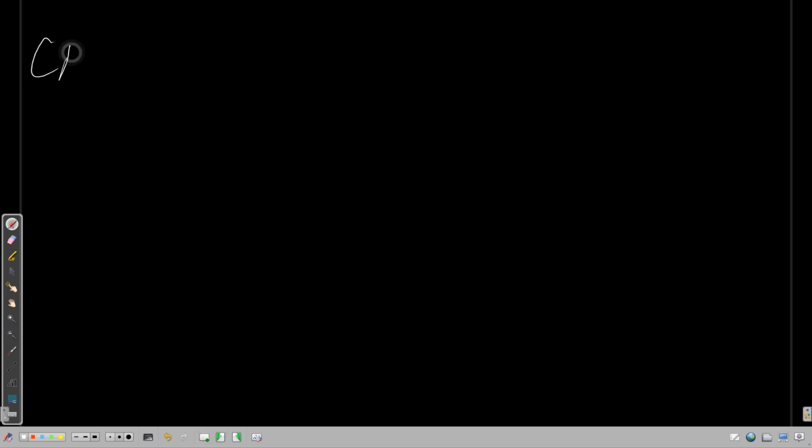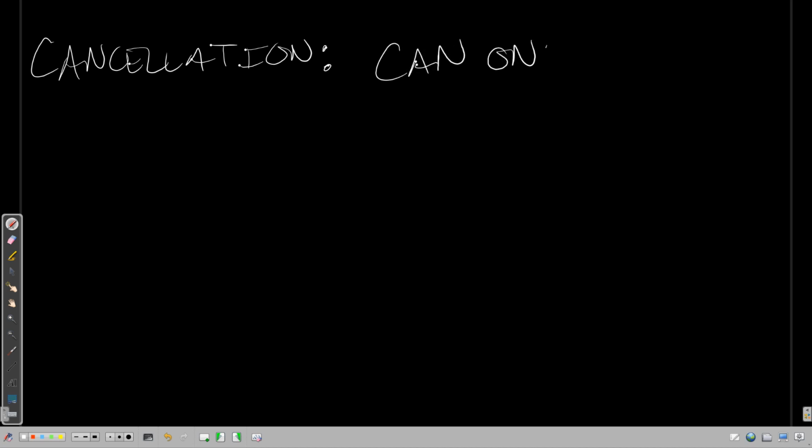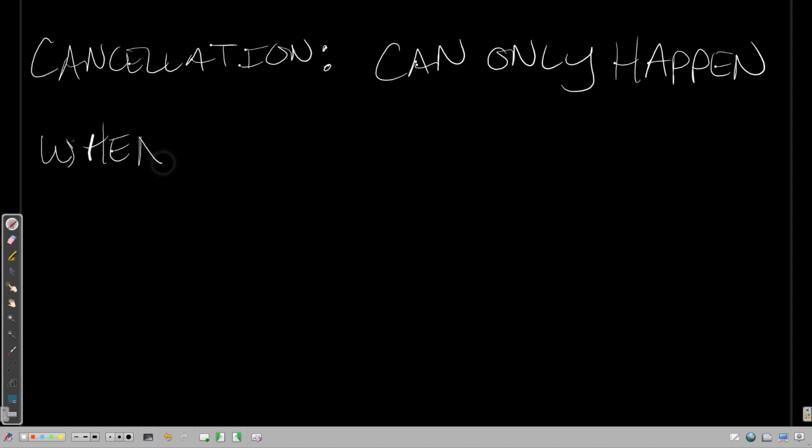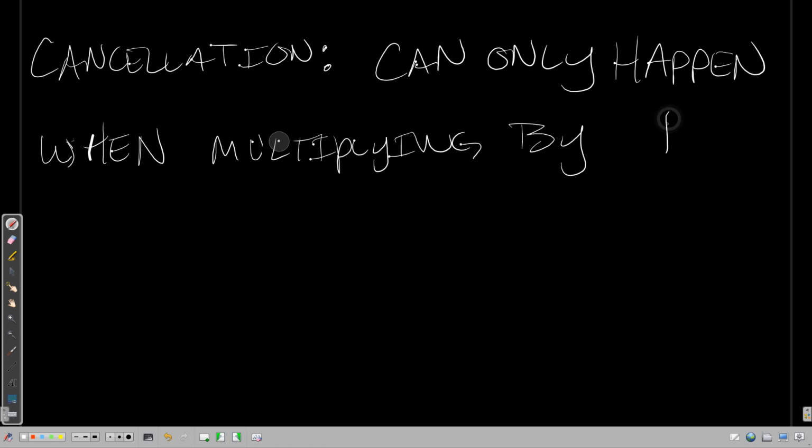Speaking of cancellation, this is an important property from algebra. You can only do this whenever you have a multiplication by 1. That's it. I saw a lot of people canceling stuff when you can't. What do I mean when multiplying by 1?